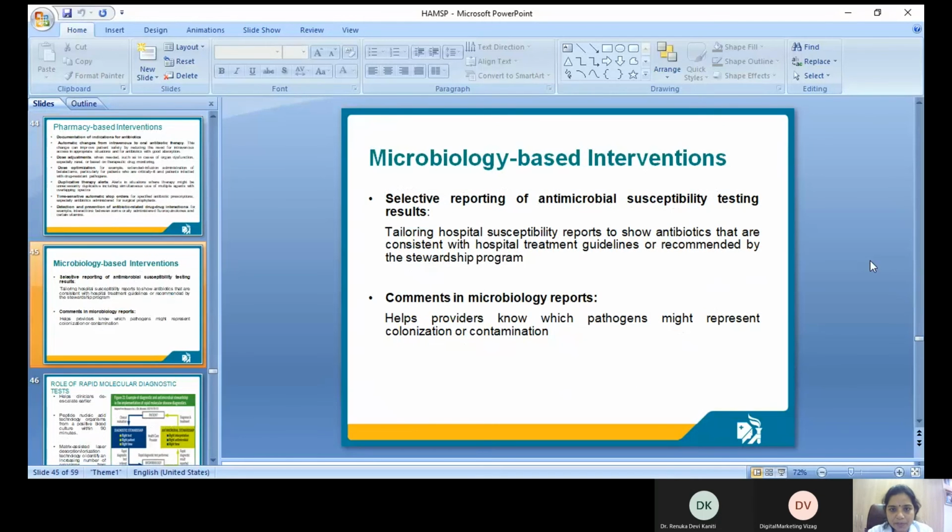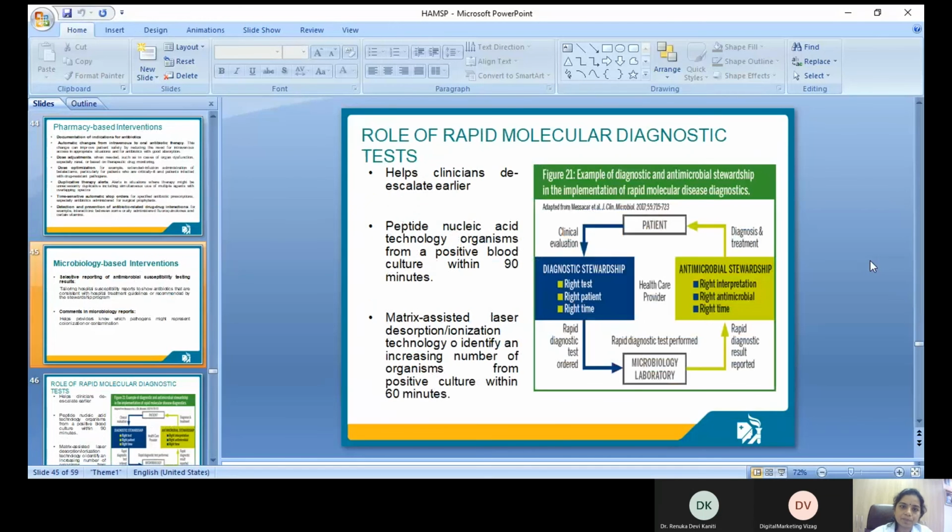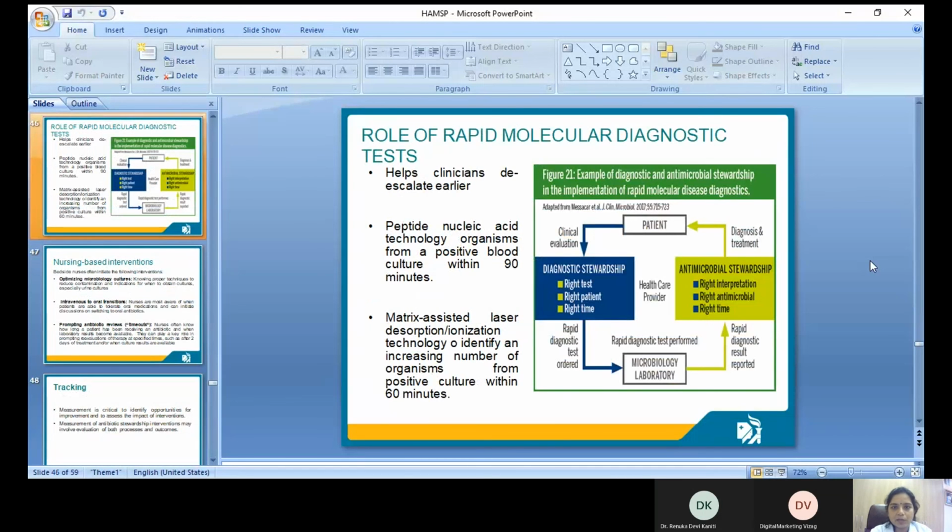Some of the microbiology-based interventions are selective reporting of the antimicrobial testing results. So tailoring of hospital susceptibility reports to show the antibiotics that are consistent with hospital treatment guidelines. And comments in the microbiology report can help the clinician to decide on the correlation or contamination of the specimen. And these rapid molecular methods also help in de-escalation of the antibiotics.